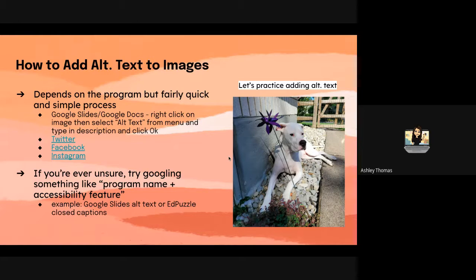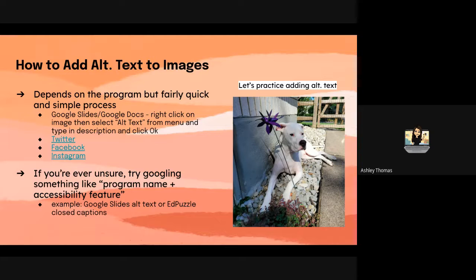All right. So again, if you're ever unsure of how to add alt text to something or anything that I explain in this presentation, try Googling it. So for example, you want to figure out how you can add alt text in Google Slides. Again, go to Google, type in Google Slides alt text, or we're going to hit on explaining closed captions here in a little bit. So again, Edpuzzle, closed captions. And you'll probably find a bunch of resources that are going to be able to walk you through, number one, see if that feature exists within a program and how to do it.